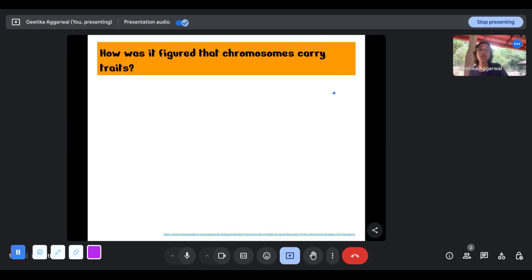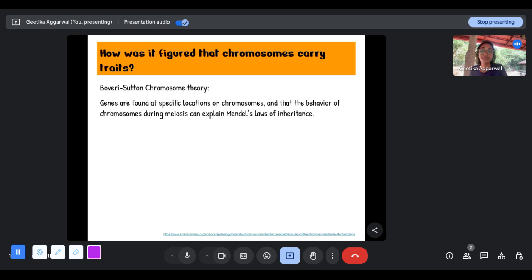Moving on to how it was figured out that chromosomes carry traits. So till now we have discussed that Mendel did not know that there are genes and there are chromosomes. Then how was it figured out that chromosomes carry traits?